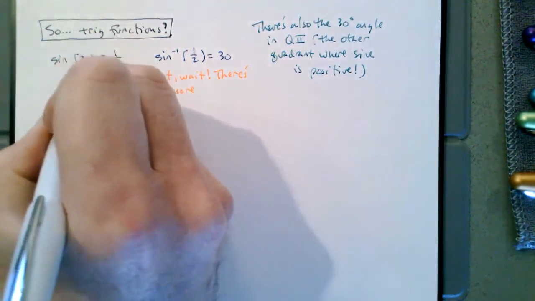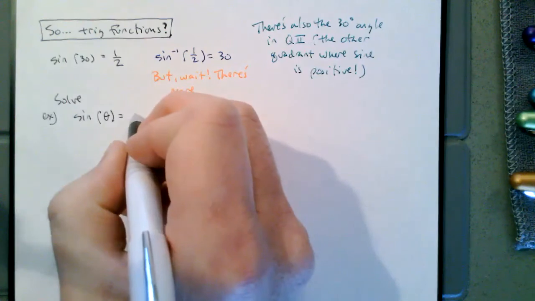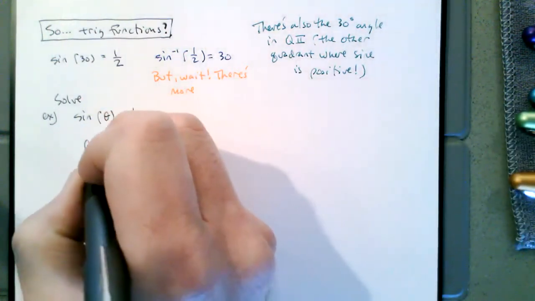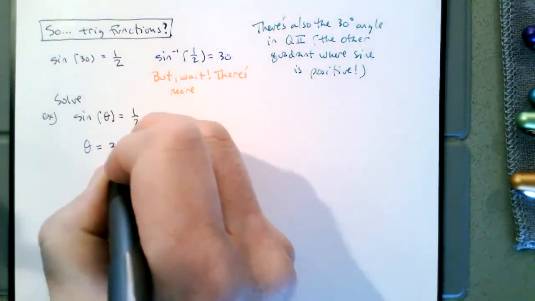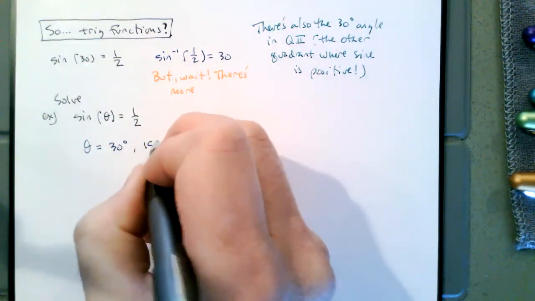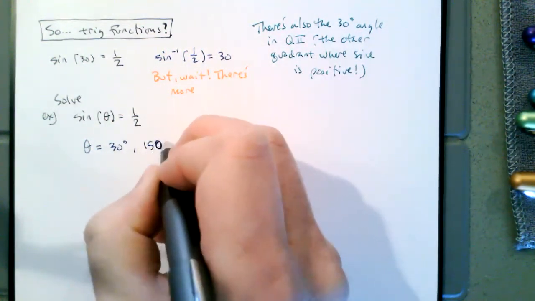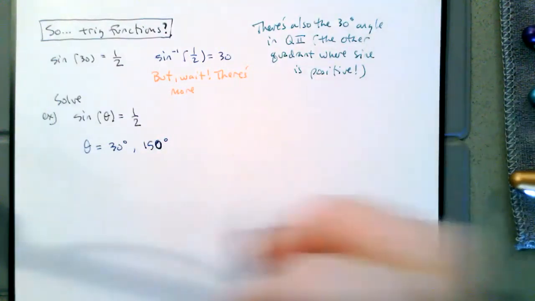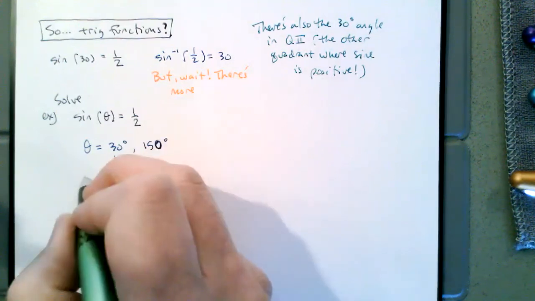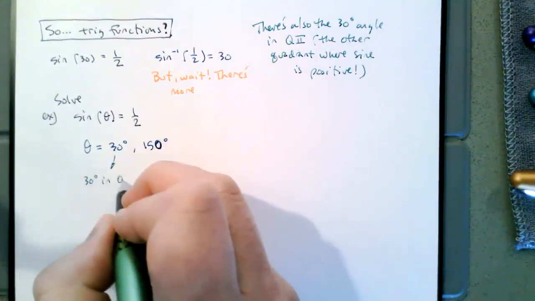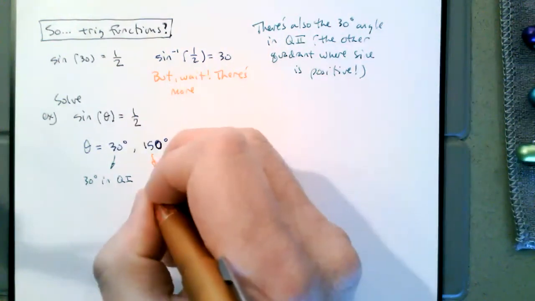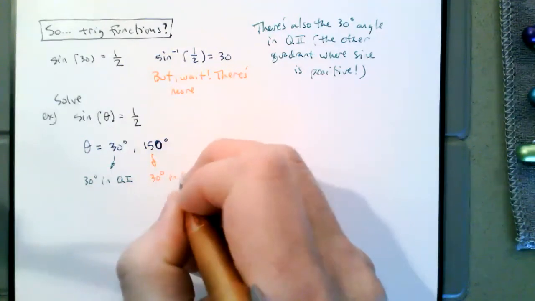We're solving sine of theta is equal to 1/2. We have multiple solutions. Theta is equal to 30 degrees and also 150 degrees. Oops, I wrote my 0 small. There we go. 30 degrees for the 30 degrees in the first quadrant, and 150 is the 30 degrees reference angle in the second quadrant.